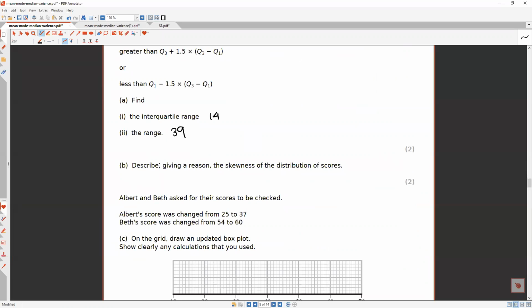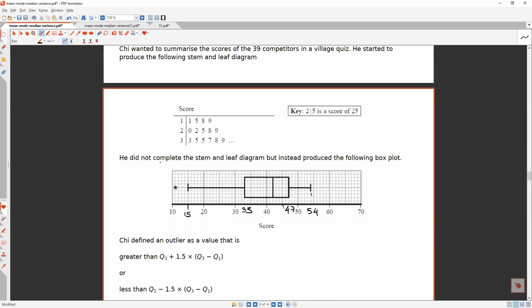Fine. Then they said Albert and Beth asked for their scores to be rechecked. Albert's score was changed from 25 to 37. Now this is where the trick question comes. It's 25 to 37, so most probably this is not there anymore. 25 has become what now? Here another 37 has been added.